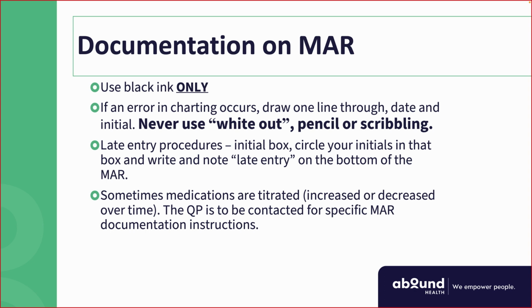Use black ink only. That's the only color ink authorized for use on a MAR, so no blue, green, pink, or any other color. Use black ink only. If an error in charting occurs, draw one line through it, date, and initial. So that's the only way that you can strike out anything on a MAR. Draw one line through it, date, and initial. Never use whiteout, pencil, or scribbling.